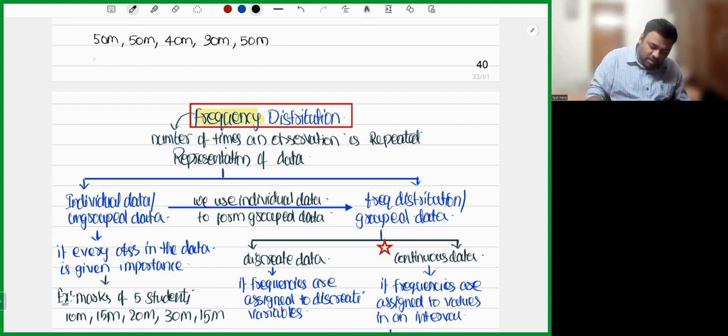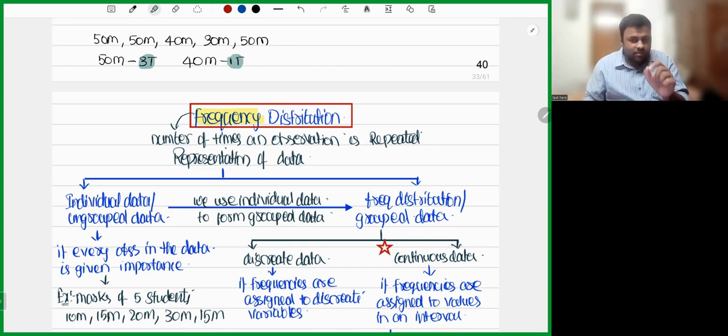How many times is 50 marks repeated, my dear friends? 50 marks is repeated 3 times. This 3, what I have written over here, is called frequency. Okay. How many times is 40 repeated? It is repeated 1 time. This 1, what I have written here, is called frequency. The number of times an observation is repeated is called frequency.